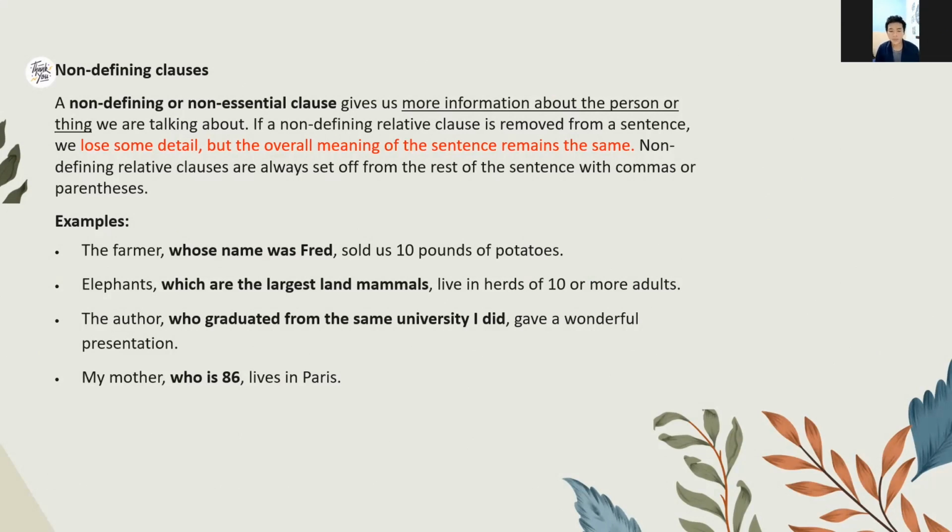Examples: The farmer, whose name was Fred, sold us 10 pounds of potatoes. Elephants, which are the largest land mammals, live in herds of 10 or more adults. The author, who graduated from the same university I did, gave a wonderful presentation. My mother, who is 86, lives in Paris.